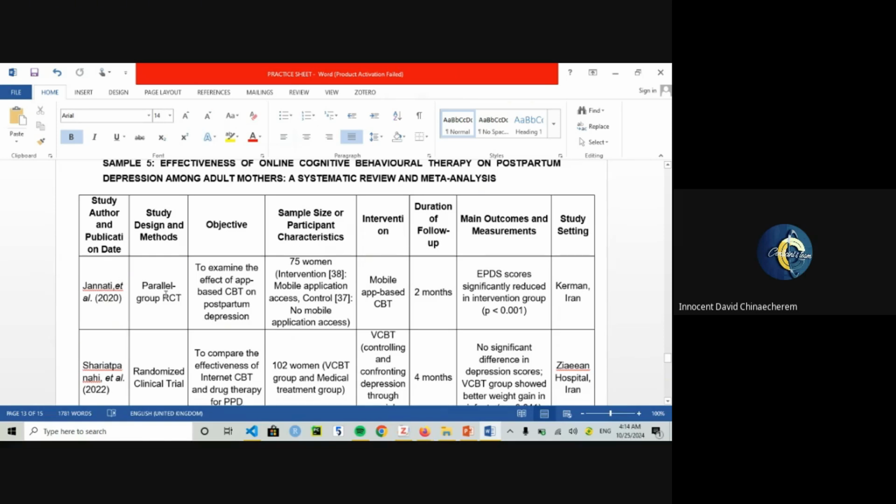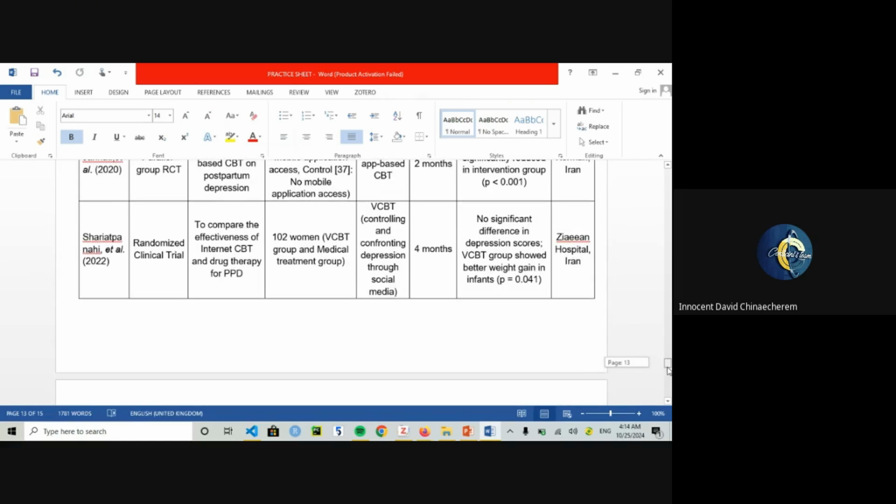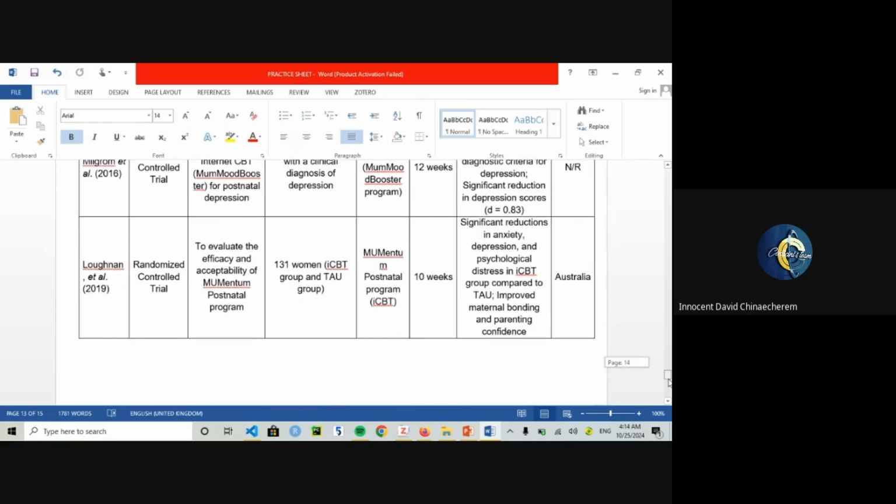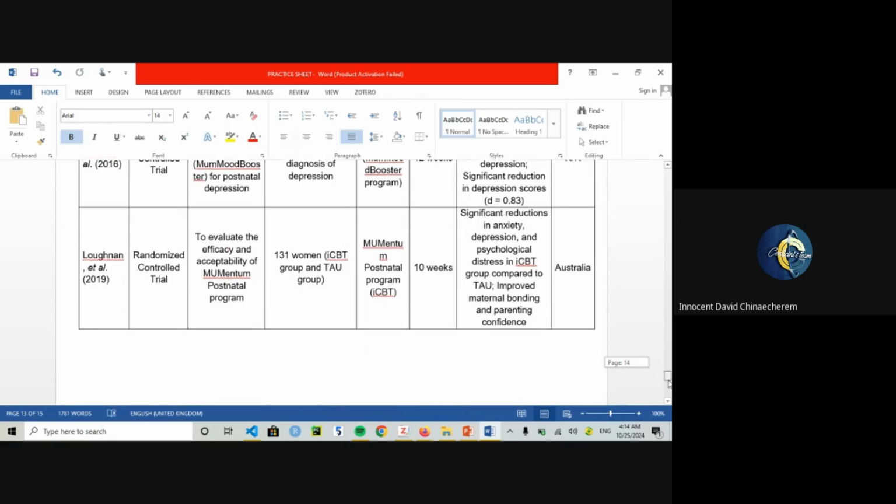Looking at the study by Janati et al. 2020, it was a parallel group RCT. It examined the effectiveness of app-based CBT on postpartum depression. 75 women were onboarded for the intervention. It was start 8, and for the country, it was start 7. Here it was mobile-based CBT using 2 months EPDS scores, and it was conducted in Iran. The same thing applies to the studies by Shayapta Nani 2022, Mayrom et al. 2016, and Lawam et al. 2019.